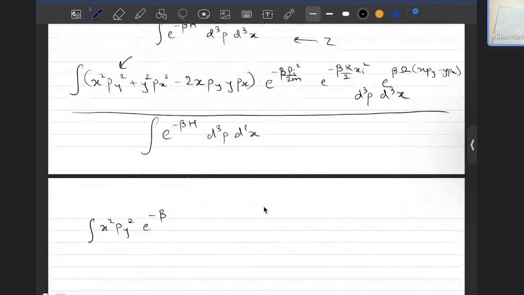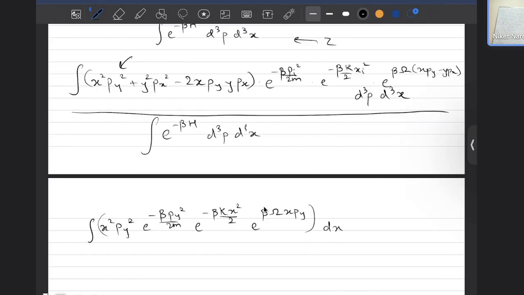beta px squared. Actually, I'll take only beta py squared here, py squared by 2m. There is beta px squared and pz squared also, but what I require for the integration is only py squared, so those I'll take out separately. e raised to the power minus beta kappa x squared by 2 plus beta omega x py, this dx dpy.